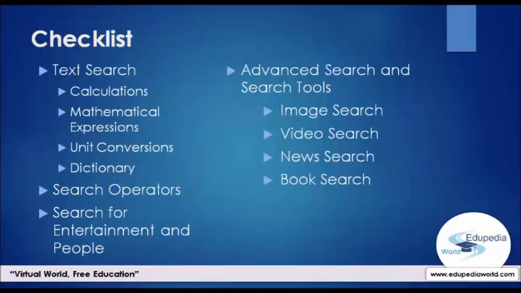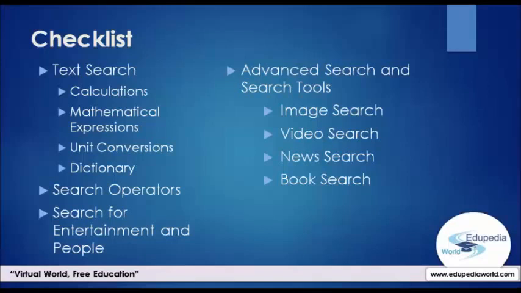Good. Now let's summarize what we have done today. We learned how to perform a simple text search, and also we looked at hidden Google features: the calculator, the Cartesian graph, the unit converter, and the dictionary. And then we learned how to use search operators, how to search exact phrases, and how to exclude irrelevant data.